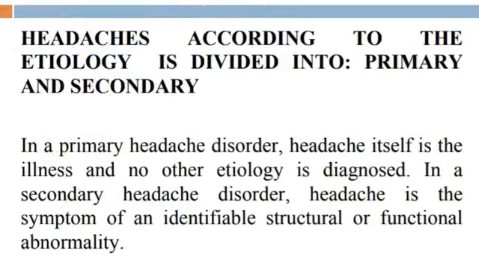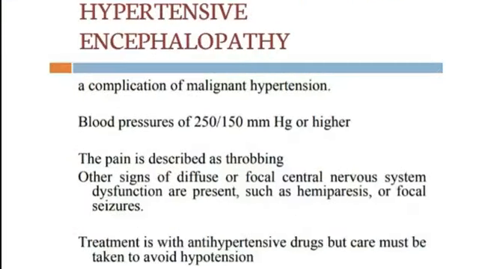While if we classify headache according to the etiology, it can be divided into primary and secondary. In a primary headache disorder, the headache itself is the illness and no other etiology is diagnosed. While in the secondary headache, the headache is the symptom of an identifiable structural or functional abnormality. Now we will talk briefly about certain types of headache.